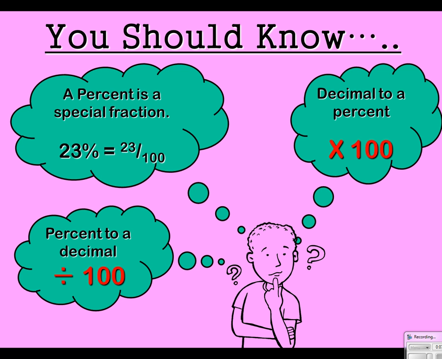Here's something of a review here for you. Some things that we've covered. A percent is, right here, a special fraction. 23% means 23 hundredths. If you want to change a decimal to a percent, you multiply by 100. If you want to change a percent to a decimal, you divide by 100.